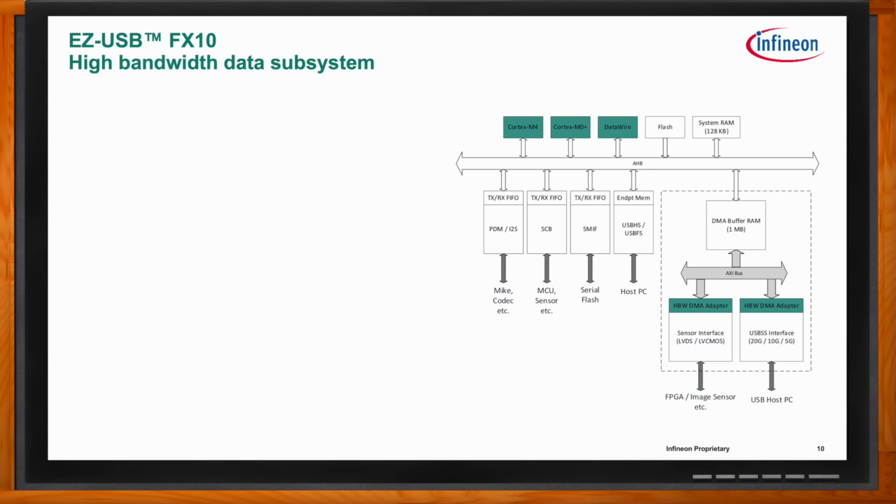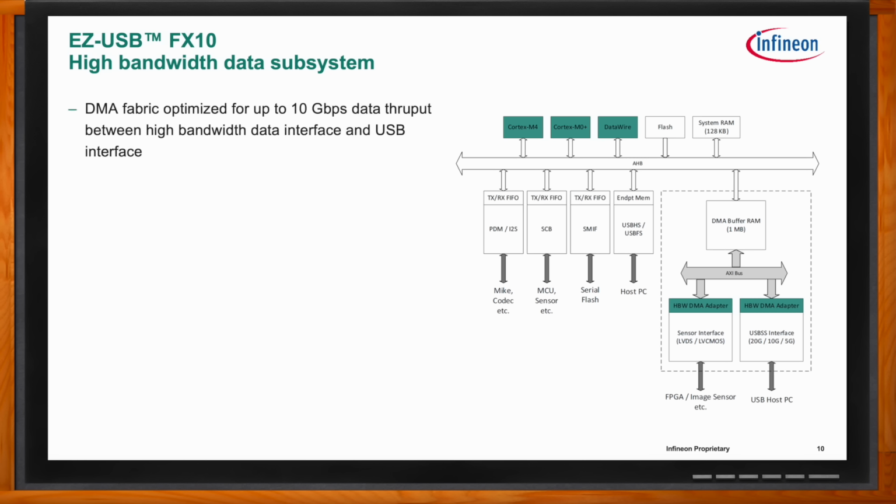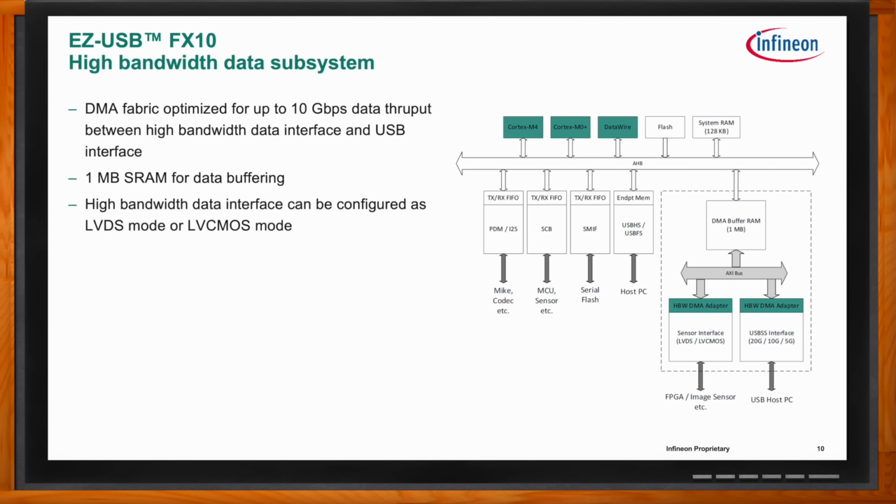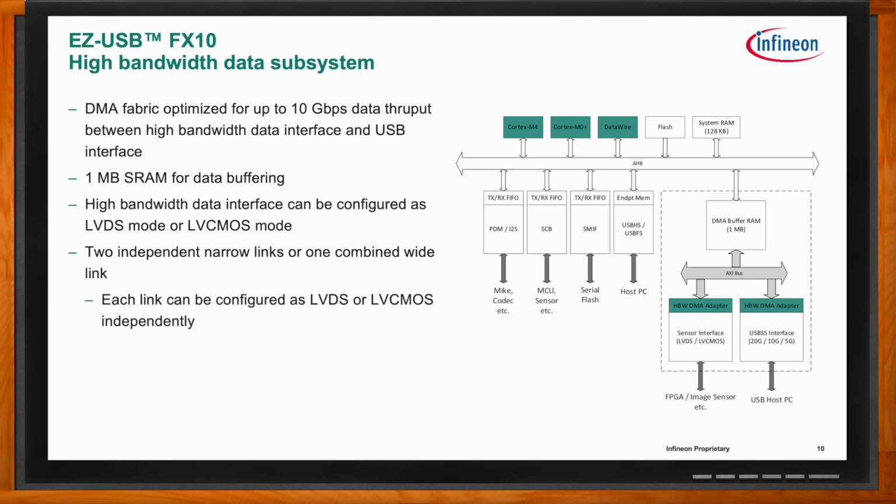So what we did is we have the DMA fabric to optimize the data throughput between your interface to the FPGA and the USB PHY up to 10 gigabit per second, with 1 megabyte of data buffering that prevents any data drop when there is some hiccup from the USB host. The interface to the FPGA that we call the high bandwidth data interface can be configured to be either LVDS or LVCMOS based on your need. The two ports of the interface can be combined into one or separated as two narrow links. It allows you to give the maximum performance for this data subsystem.